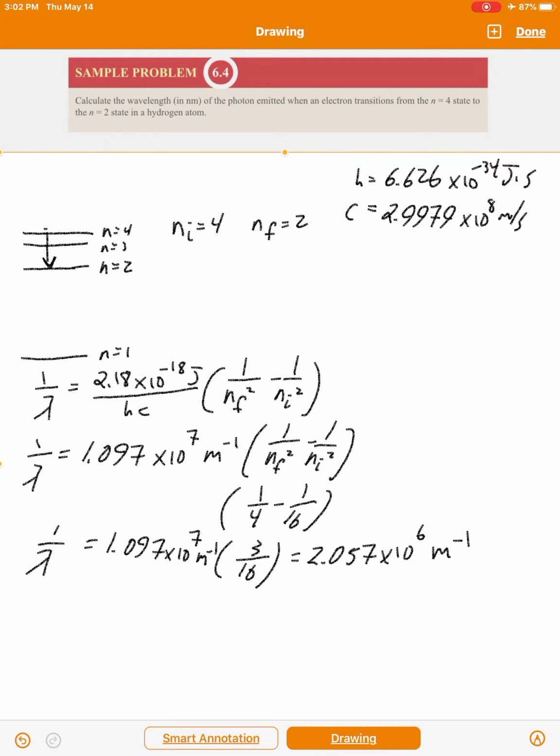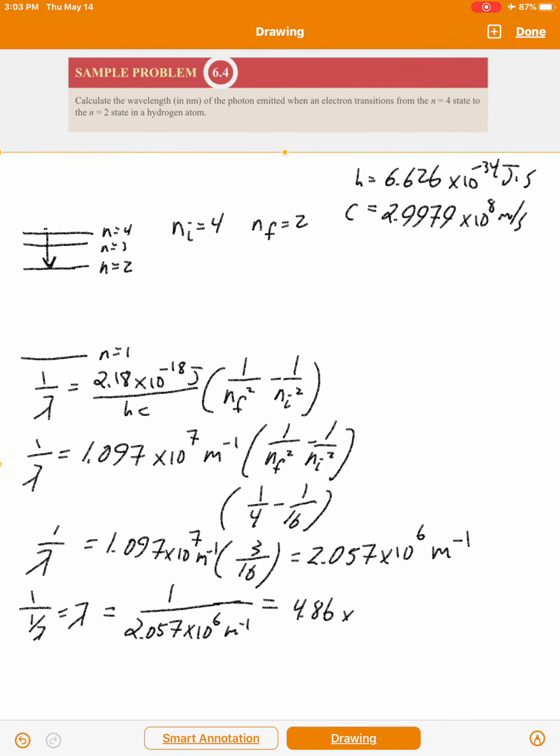So 1 over 2.057 times 10 to the 6 reciprocal meters. Now, luckily, our calculator probably still has that number in it. There it is right there. So let's just take the reciprocal of it. And there we go, 4.86 times 10 to the minus 7. And that would be in meters now, right? Because we're taking the reciprocal of 1 over meters, which would just be meters.